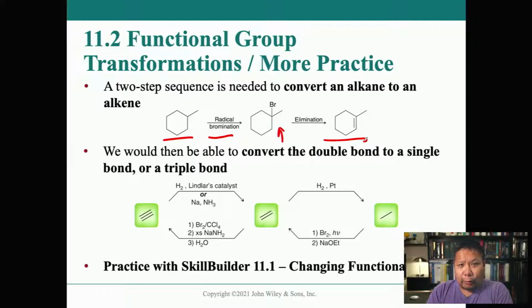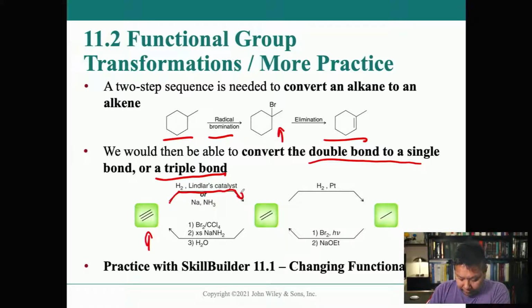And so we would then be able to convert the double bond into a single bond or a triple bond. So here is a triple bond. If you recall this from a few slides back or a few lectures back, we can go through and do some hydrogen gas and Lindlar's catalyst to get us to the double bond.